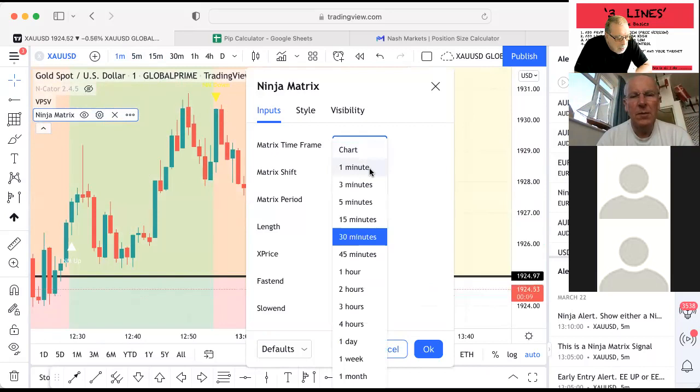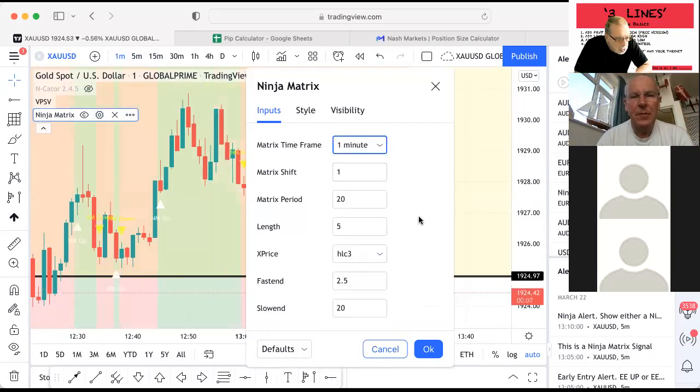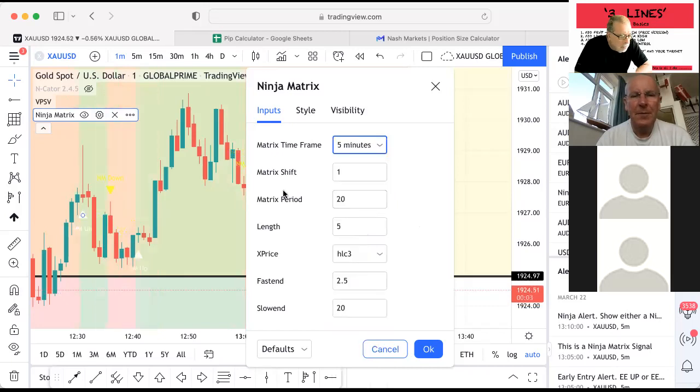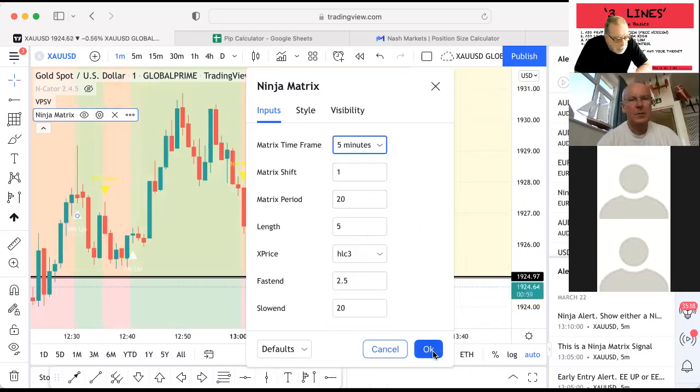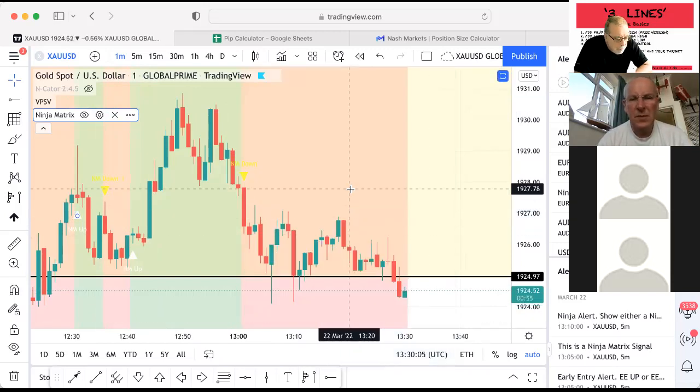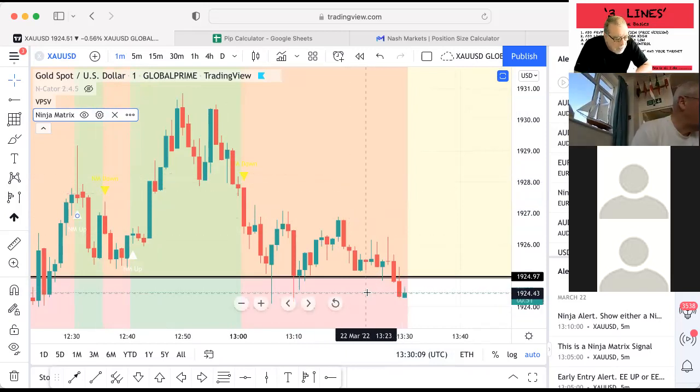I know Jeff has been looking at the 1 minute chart. No, I don't want the matrix to be 1 minute, it wants to be, say, 5 minutes. So I'm on the 1 minute chart and I'm using the 5 minute matrix time frame. And even though I'm playing around with the time frame, we're still in a fairly strong downward trend.